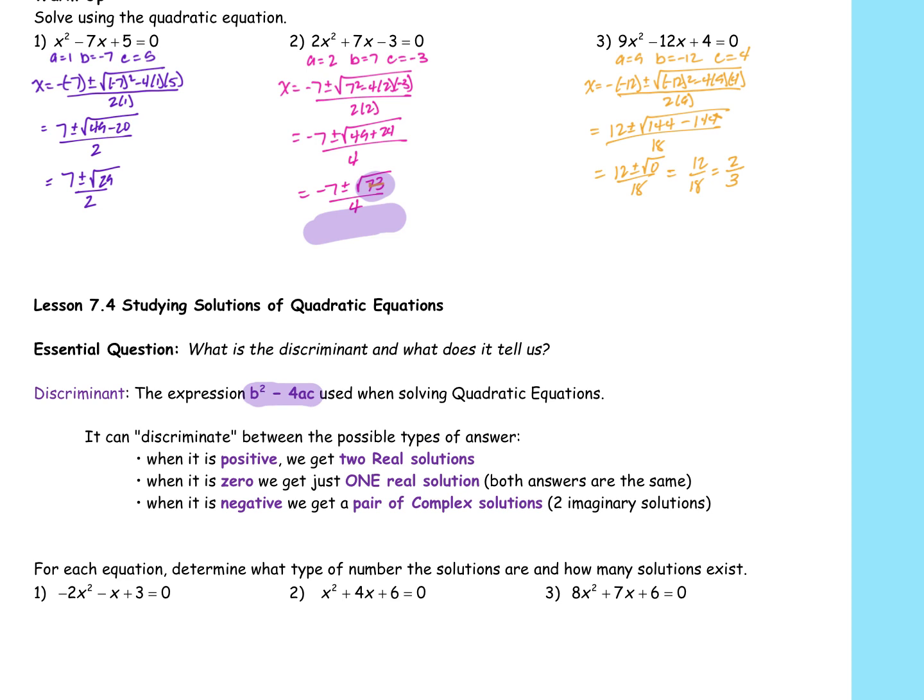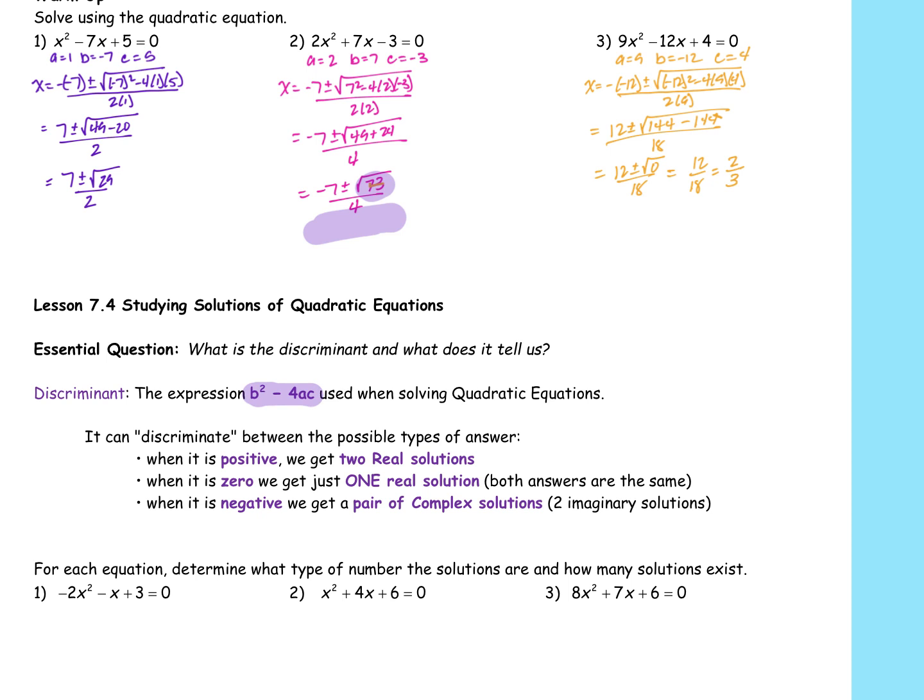And then if it's negative, I get two complex solutions, or imaginary solutions, right? So I get the i in it. If I have a negative inside my square root, I have an imaginary answer. So if it's positive, I have two real solutions. If it's 0, I get one real solution. And if it's negative, I get two imaginary solutions.